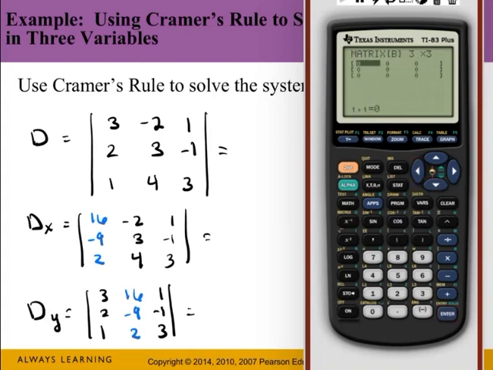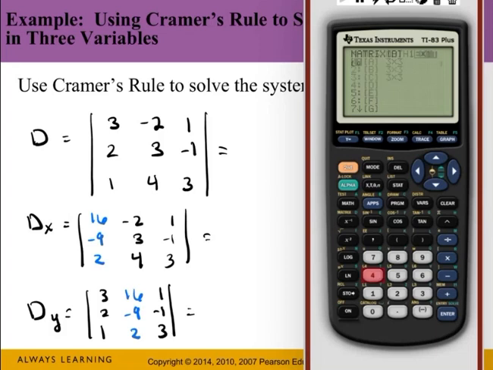3 by 3. So then we got our 16, -2, 1, -9, 3, -1. Okay, 2, 4, 3. Okay, we'll find that in just a moment. Let's go back to matrix and let's do C. We're going to let C be dy. That's a 3 by 3. That's a 3, 16, 1. Okay. 2, negative 9, negative 1. 1, 2, 3. Okay. And one more.